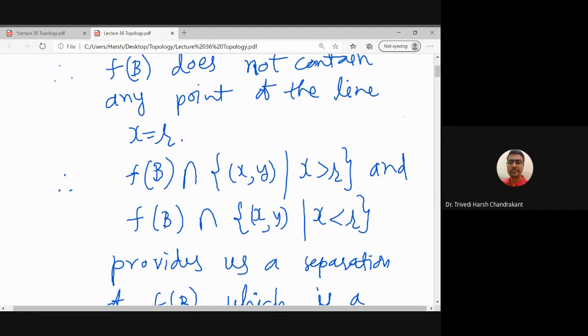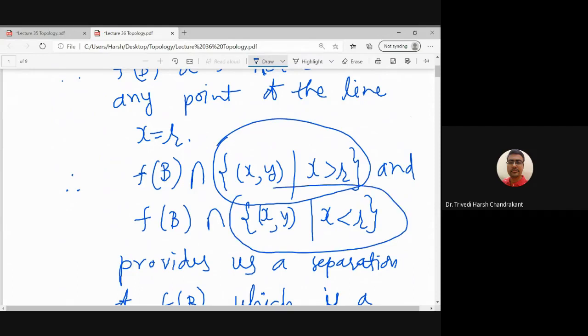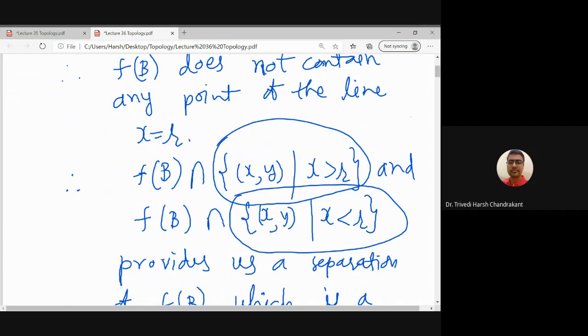f of B intersection the set of xy such that x is greater than R, so that is all the points on the right half plane of the line x equal to R, and so this is basically the division of these two sides, which divides the xy plane into two parts. One is on the right side of the x equal to R line, and one is on the left side of the x equal to R line. x equal to R line is the vertical line.